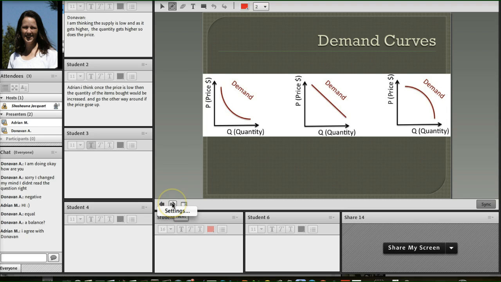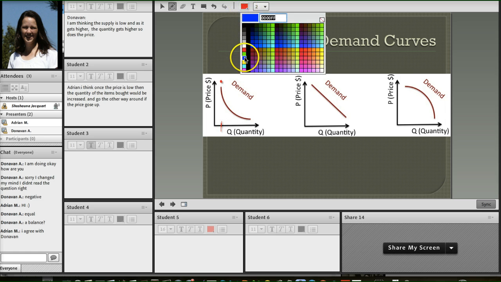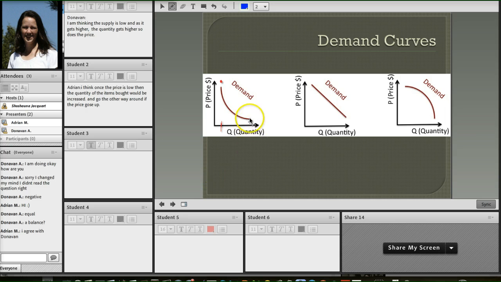So the demand curve, as price drops, or if prices are high, people really don't want very much of it. But as the prices drop, then people want a lot. So it's an inverse relationship with that. So it's kind of cool. Do you guys have any questions on that?